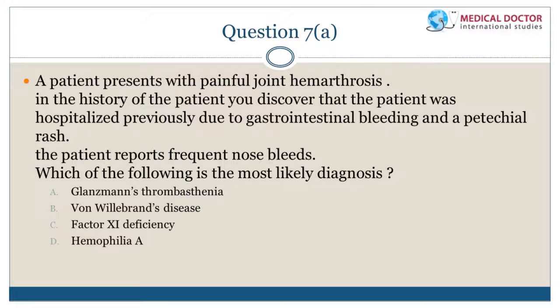Now, please take a moment and try to solve this question. And the answer is B, von Willebrand's disease. Here we see that the pattern of bleeding is consistent with both coagulopathy and a platelet disorder. Now, this is most consistent out of these options with von Willebrand's disease, which affects both the platelets, causing thrombocytopathy, and the coagulation pathway by a low number of factor 8.